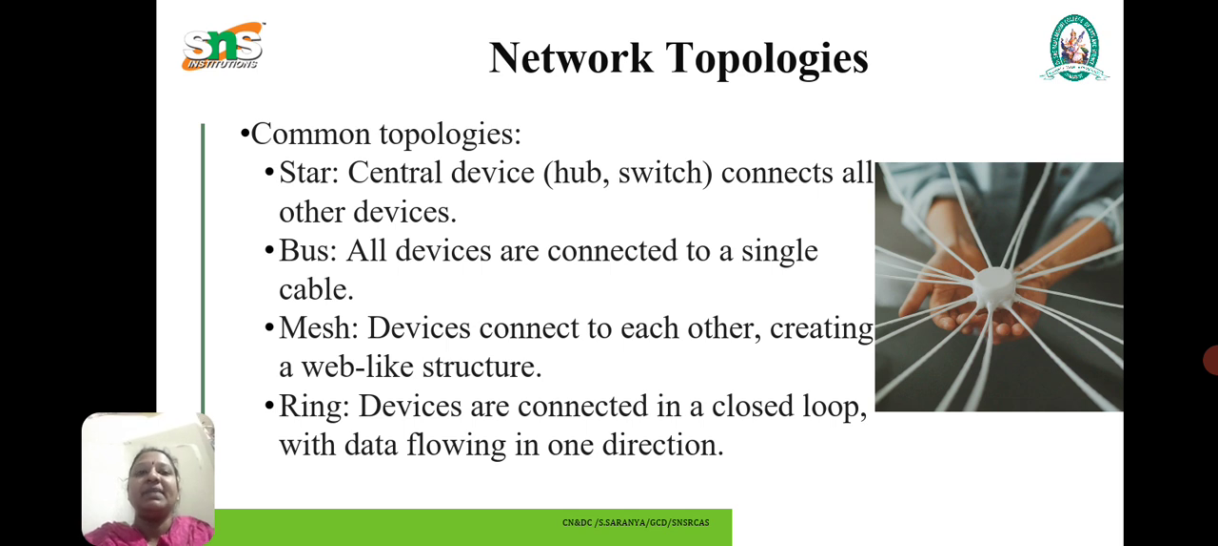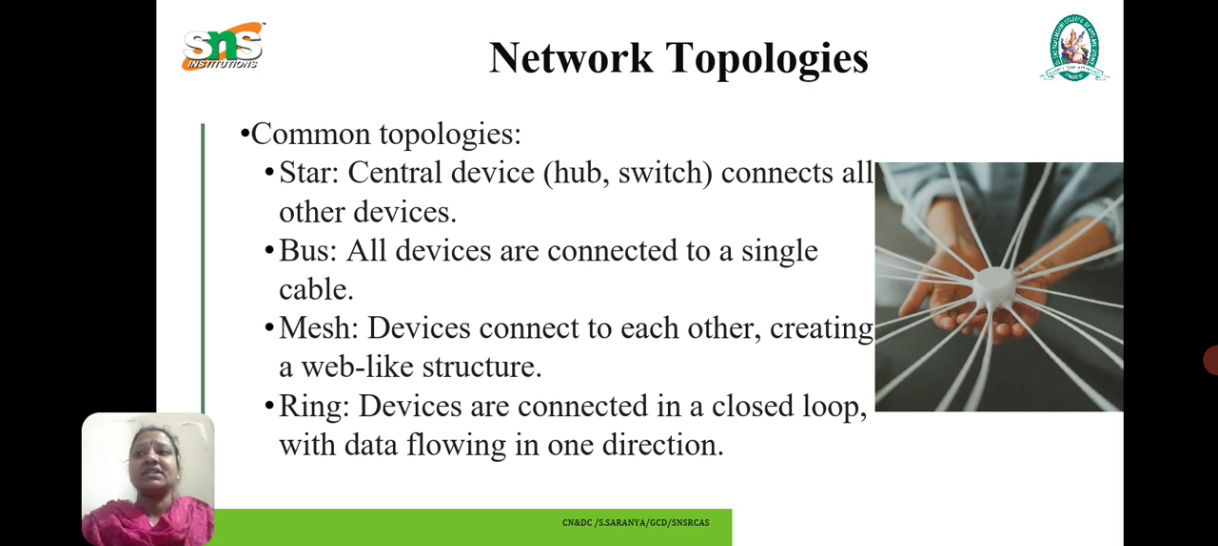The star is the popular and efficient topology where all the devices are connected to the central device, typically a hub or switch. The central device manages data flow and communication between the devices. Second one is bus. In bus topology, all devices are connected to a single shared cable. Data packets travel along the cable, and each device checks the destination address to see if the data is intended for them. This can be less efficient than the star network due to the potential bottlenecks.